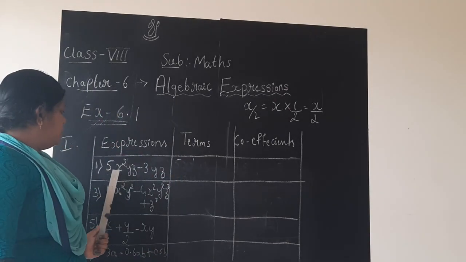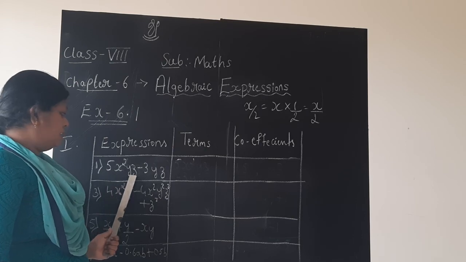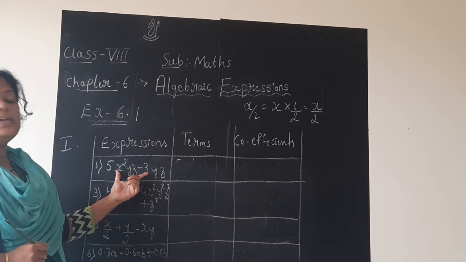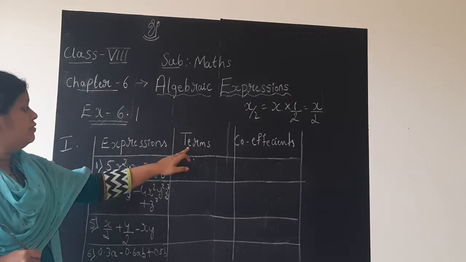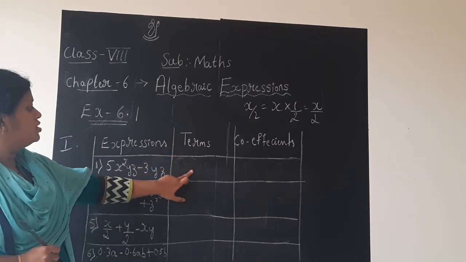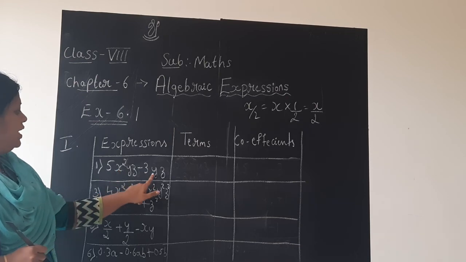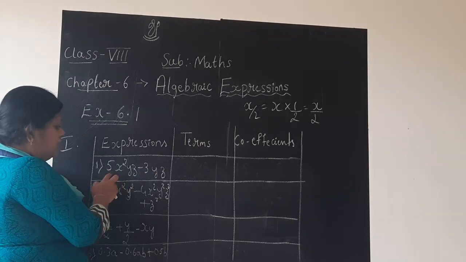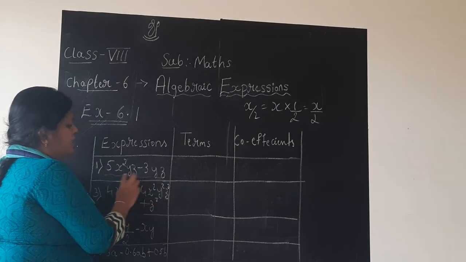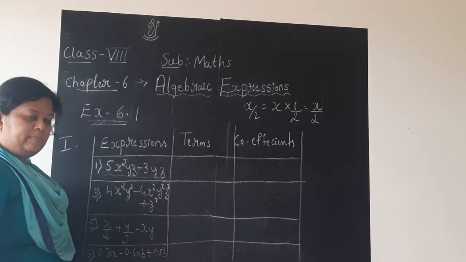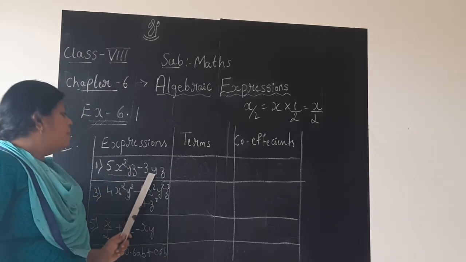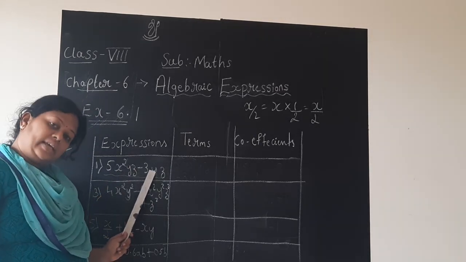Here, first question is 5x square yz minus 3yz. This whole is an expression. In this, if you want to identify the terms, how do you do? Separate terms you have to write, like, see, in the expression 5x square yz minus 3yz, 5x square yz is the first term, minus 3yz is the second term.